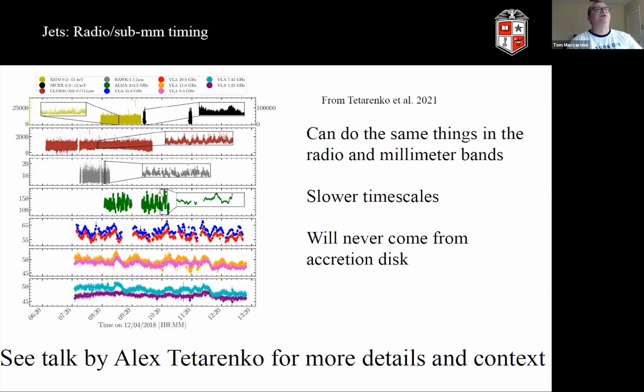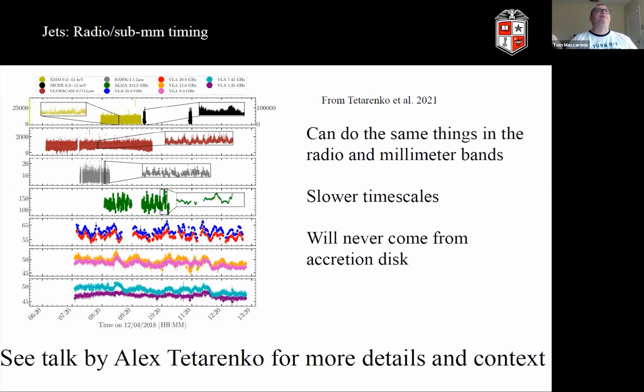And you can see the variability is really sharp in the ALMA band here, and it's pretty sharp here in the VLA upper bands around 20 gigahertz in the blue and red points. As you go down to the lower frequency VLA data, there's still some variability and you can do stuff with that, but the amplitude of the variability is much weaker and the time scales are much slower.